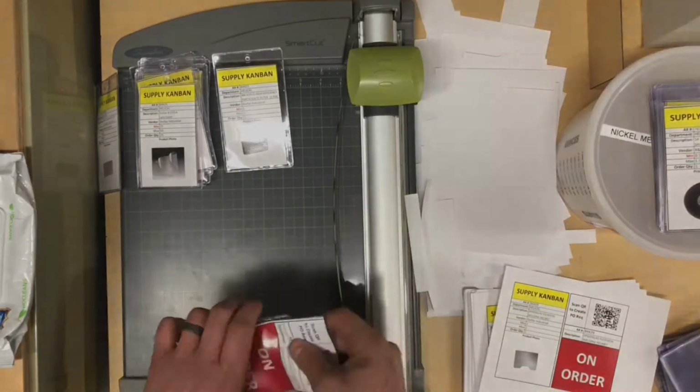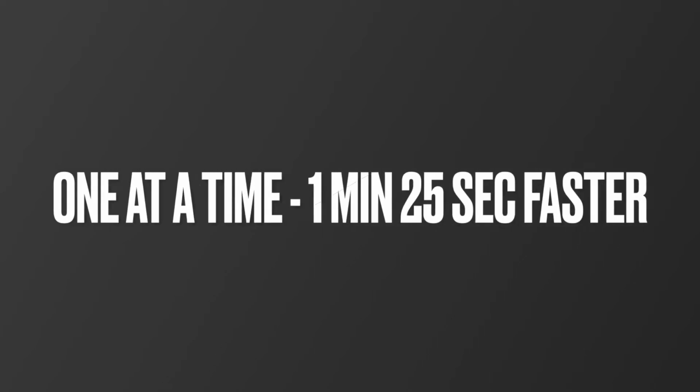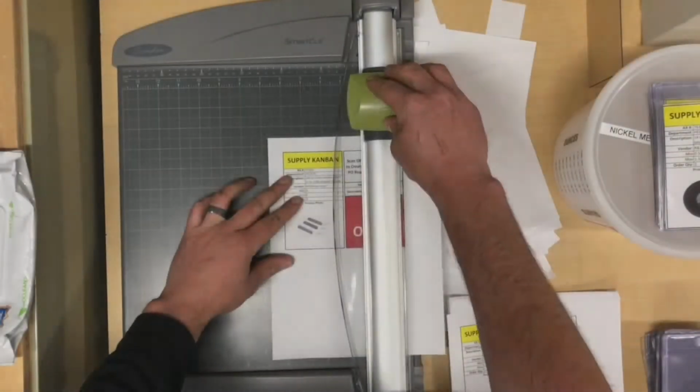All right, so I'm done with the 10 parts, and it took 5 minutes 20 seconds, so it was quite a bit faster, actually about 1.5 minutes faster. So why is that? It felt slower, it felt less efficient, but it was faster.